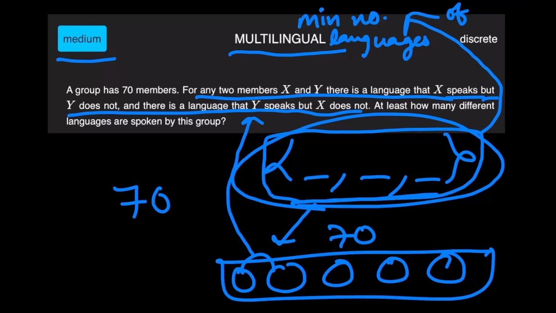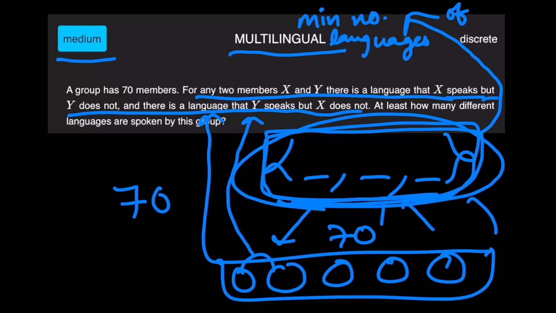So we have to find the minimum number of languages in this given set of languages for which this case of splitting it into 70 subsets and applying this constraint on each and every pair of subsets is satisfied.